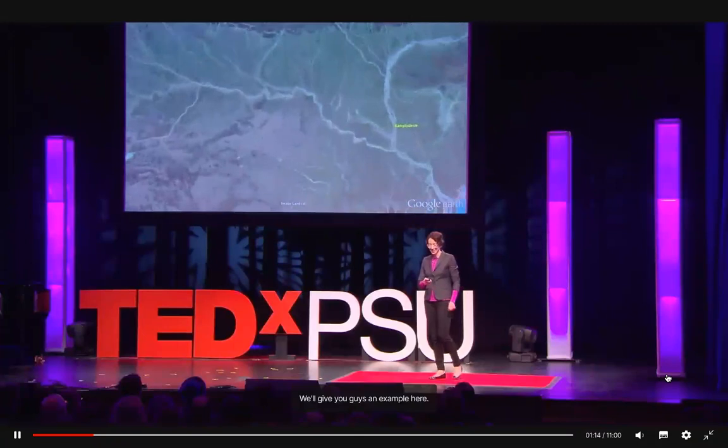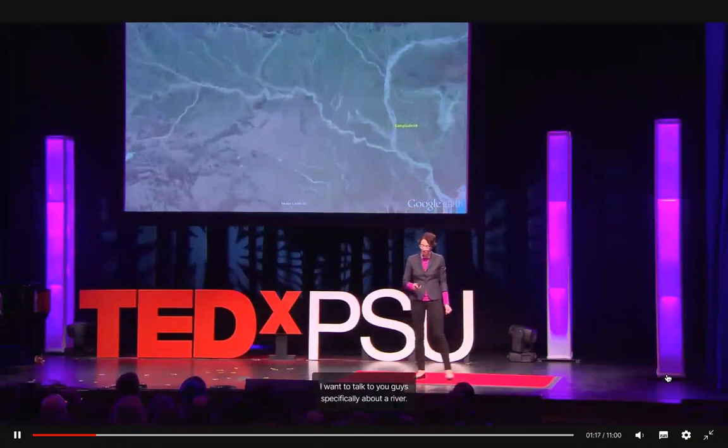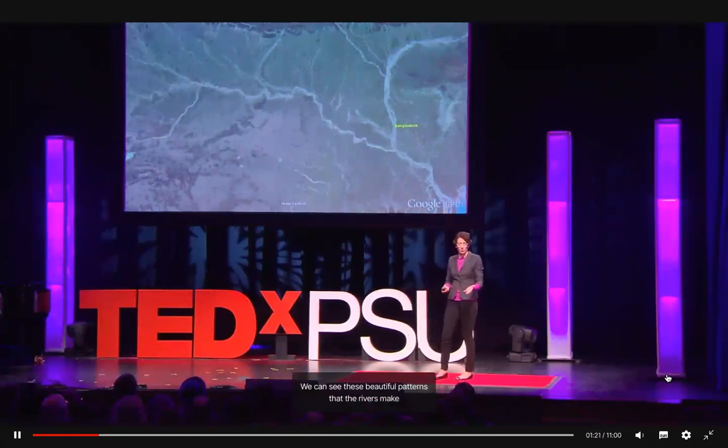Give you guys an example here, right? So we zoom in a little bit. I want to talk to you guys specifically about a river. You can see these beautiful patterns that the rivers make as they're pushing material down to the sea. But these patterns aren't static. These rivers are wiggling and jumping around quite a bit, and it can have big impacts on our lives.